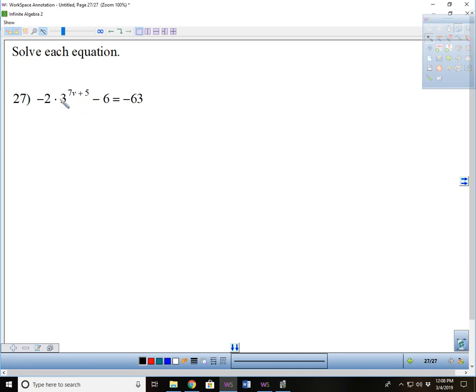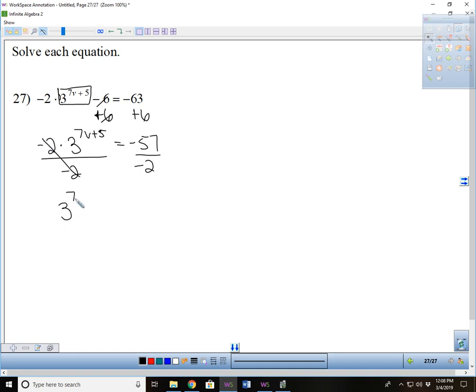Okay, last one. So you're going to do the same thing. You're getting this by itself, so you're going to have to add 6 first, and then divide by negative 2. So I'm going to add 6. So I get negative 2 times 3 to the 7b plus 5. So if I add 6 to this, that's negative 57. And then I'm going to divide by negative 2. That won't reduce, but it will simplify to 57 over 2.